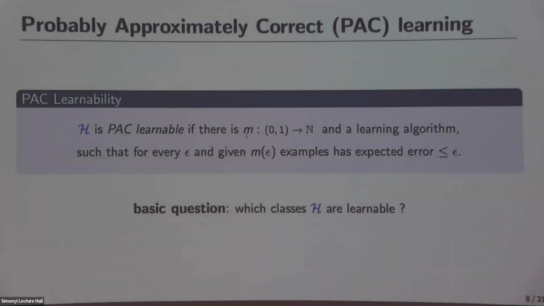So specifically, a notion that we care about in this context is that of PAC learnability. What does it mean for a hypothesis class to be PAC learnable? We say that H is learnable if there is some function M, where M is sometimes referred to as the sample complexity of the class, and there's some learning algorithm, such that for every parameter epsilon between 0 and 1, so this is the error, and given m of epsilon examples, so this is the size of the training set, the output of the algorithm would have error at most epsilon. And this should hold for any distribution.